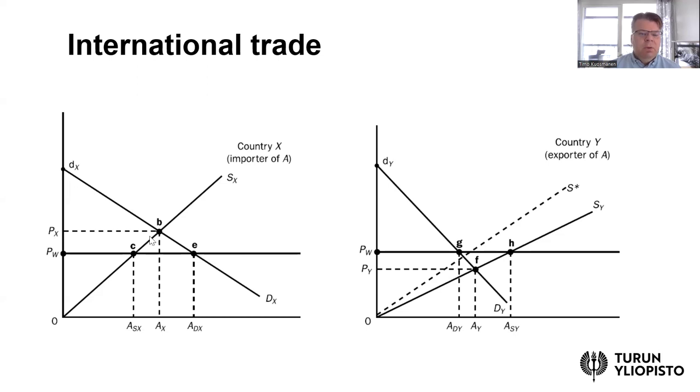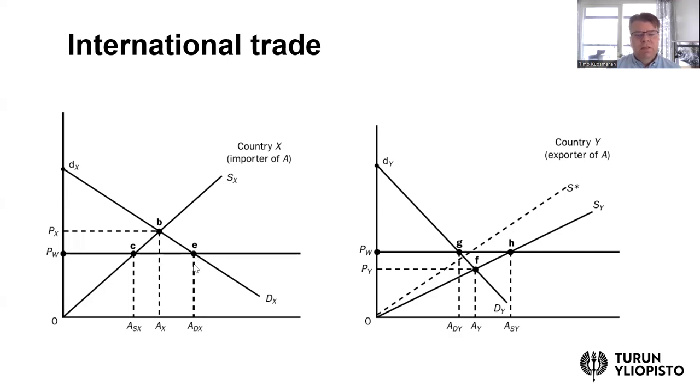Then suppose that some trade barriers are lowered, and this commodity becomes subject to international trade. Basically, country X starts to import commodity A from country Y, in this example of two countries, and we have a world equilibrium price PW. As a result of the trade, we can follow the demand curve: consumption moves from point B to point E.